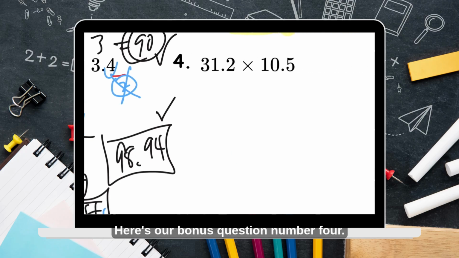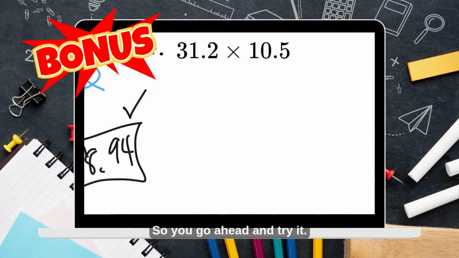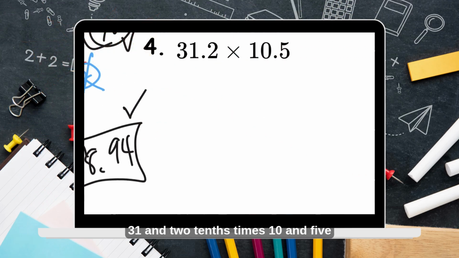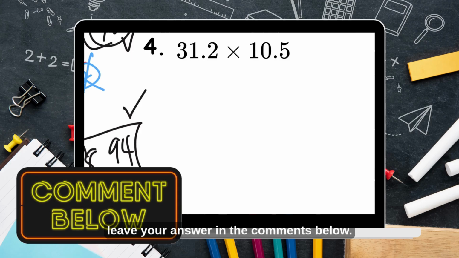Here's our bonus question, number 4, so you go ahead and try it. 31 and 2/10 times 10 and 5/10. Make sure to leave your answer in the comments below.